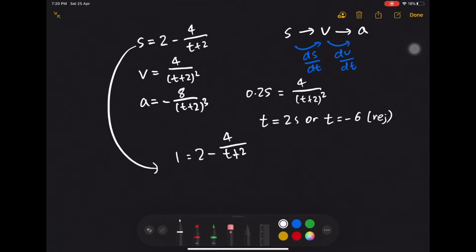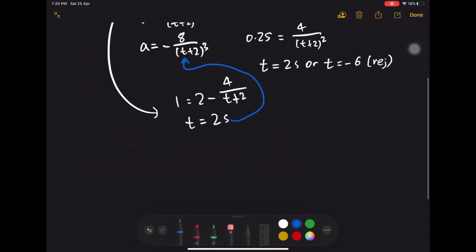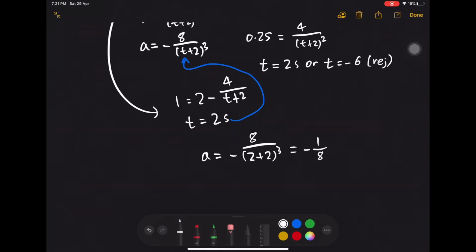Time is something that we can carry through the equations into velocity and into acceleration. Since we want to find our acceleration, we have to find the time first. If you solve this, you'll find that time is 2 seconds. You're going to substitute this 2 seconds into our acceleration equation, so that you can find the acceleration when it is 1 meter away from O. So we have a equals minus 8 over (2 plus 2) cubed. If you press this in your calculator, you're going to get minus 1 over 8 meters per second squared.